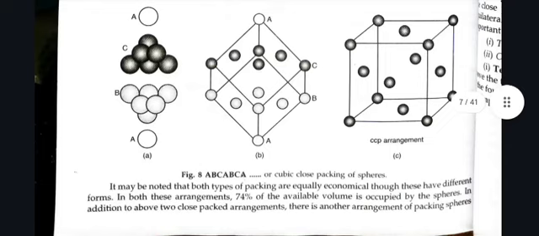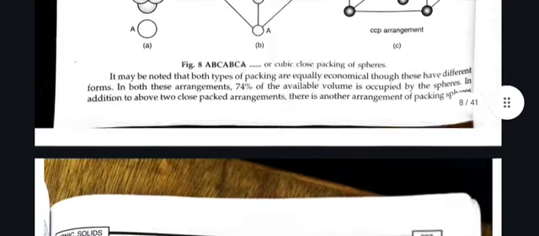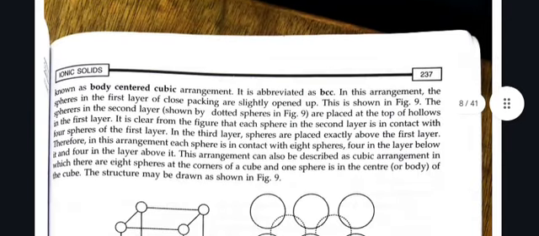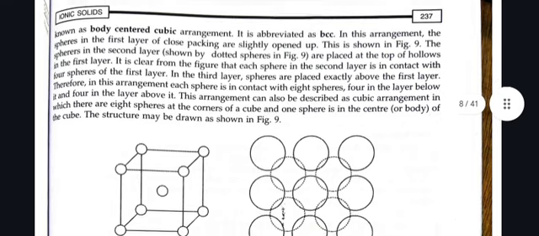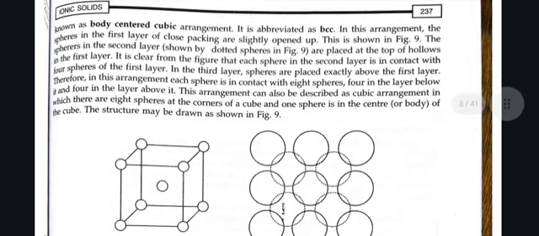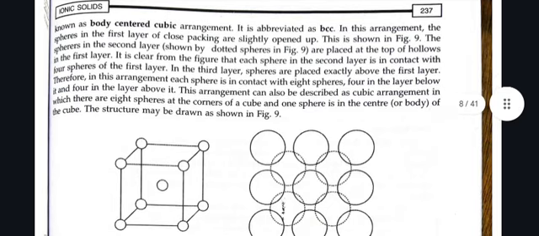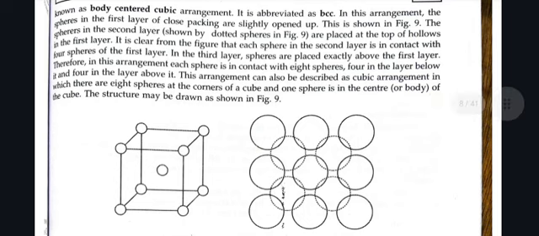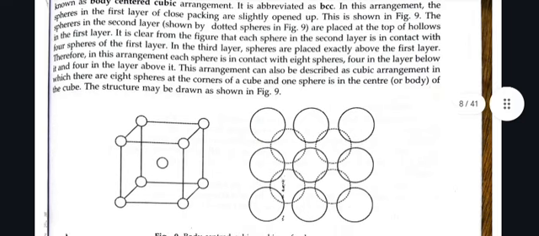In addition to the above two close packed arrangements, there is another arrangement of packing spheres known as the body-centered cubic arrangement. It is abbreviated as BCC. In this arrangement, the spheres in the first layer of close packing are slightly opened up. This is shown in figure 9. The spheres in the second layer, shown by dotted spheres in figure 9, are placed at the top of hollows in the first layer.